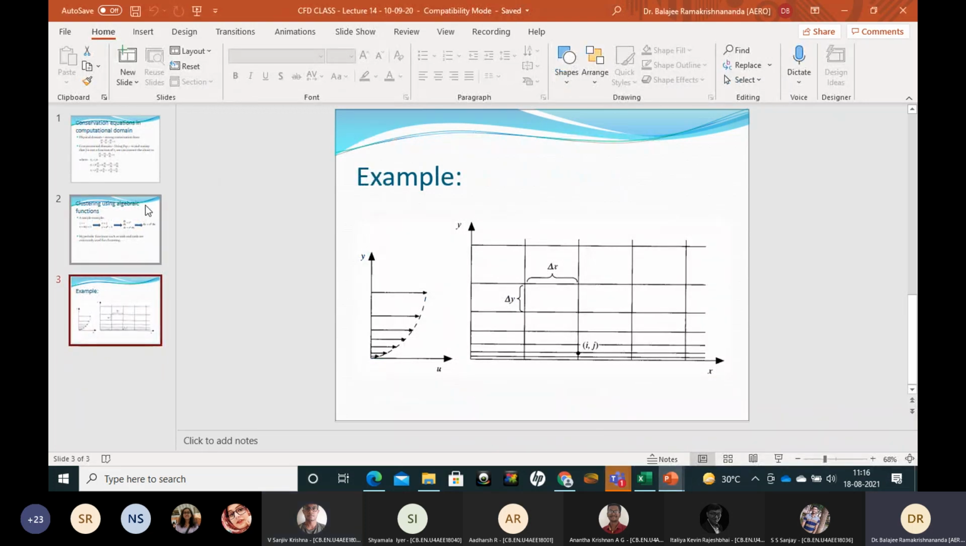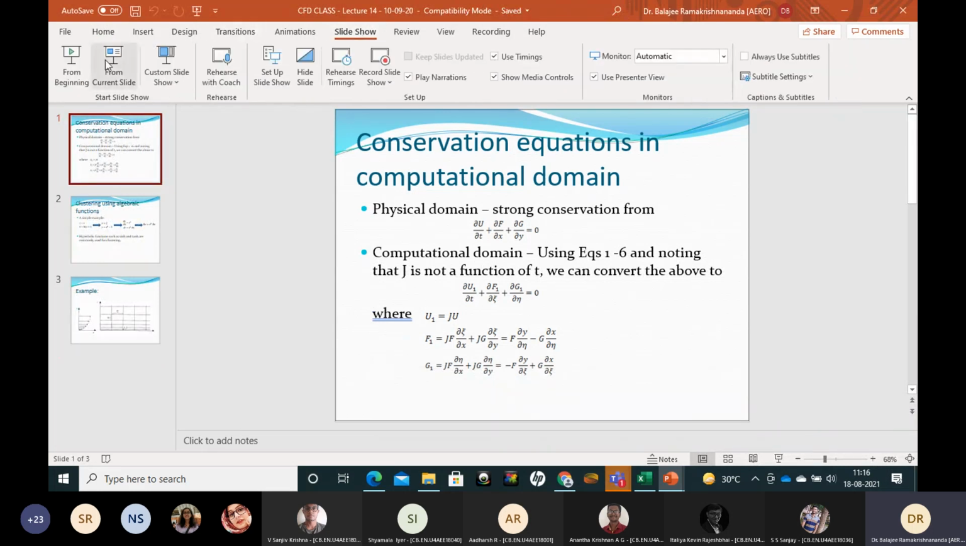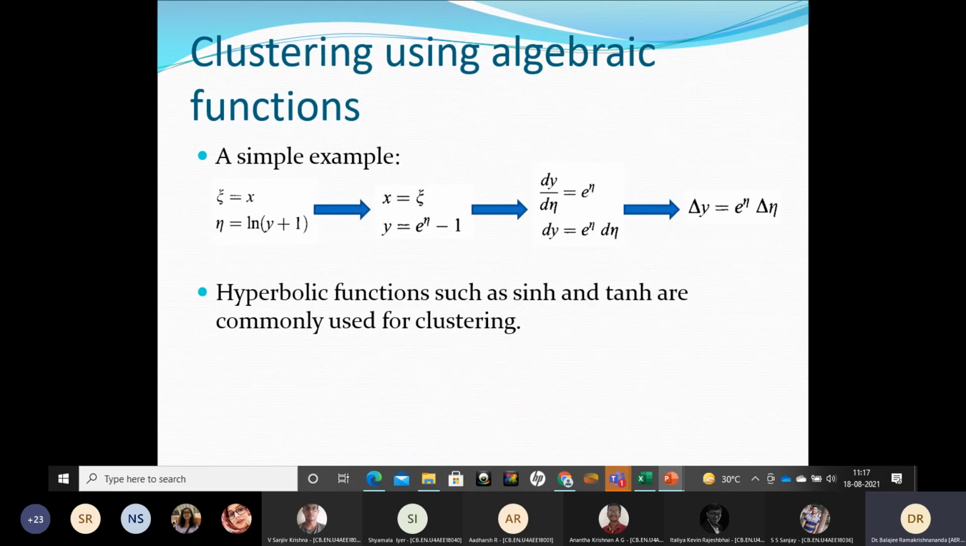Well, now we'll look at some example. Hopefully, this should reinforce the idea. We'll just take one equation and see how it looks. This is the same slide as the last slide of the previous deck. Now we'll take a rectangular grid, a perfectly rectangular grid, and we'll cluster it in the y direction only.